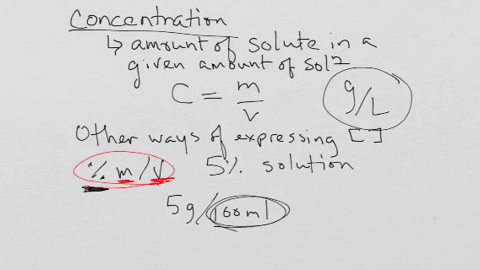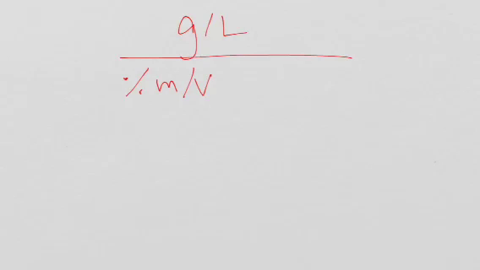Does that make sense? So we've got 4 different ways of expressing concentration. We've got our classic grams per liter, which is what we're all used to. The rest of these are all percentages. We've got our percent mass over volume, our percent volume over volume, and our percent mass over mass.